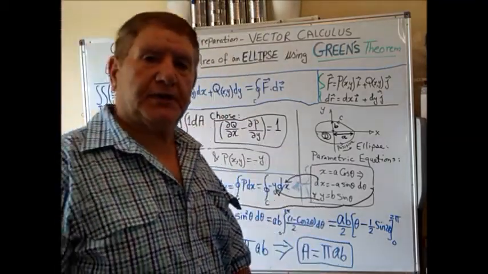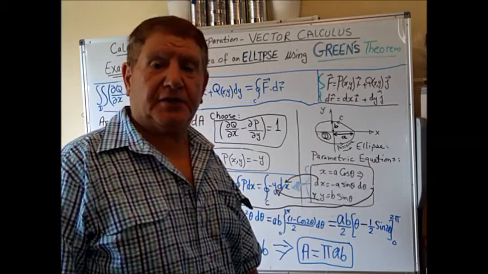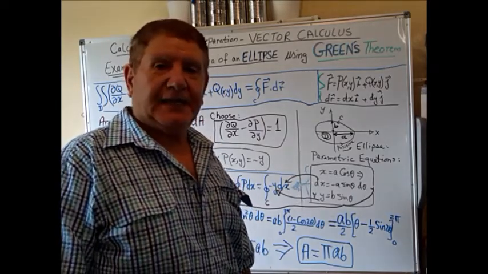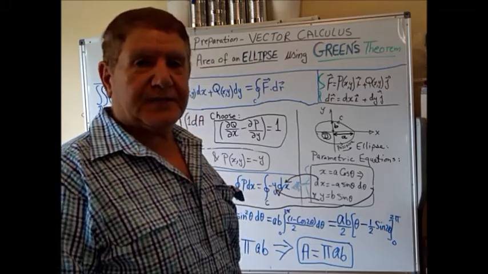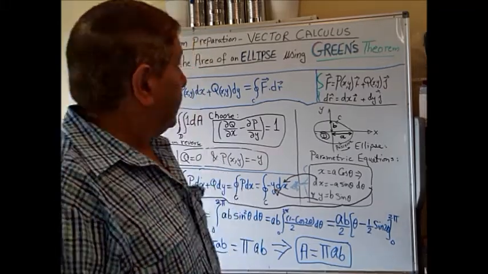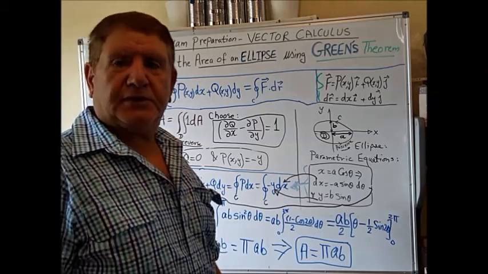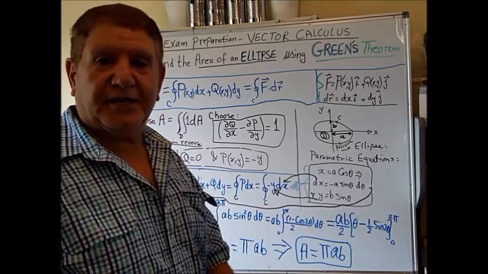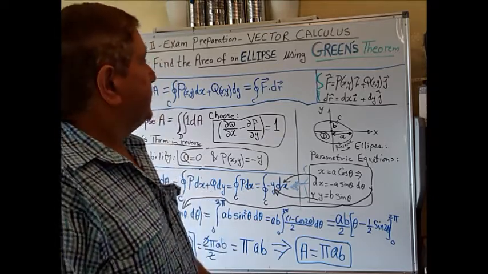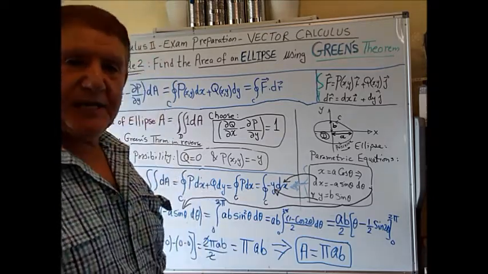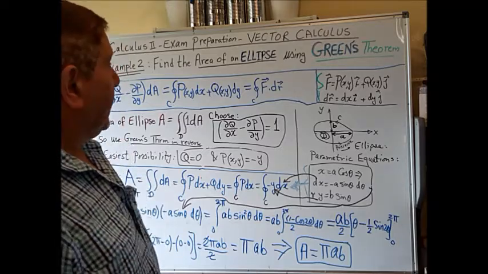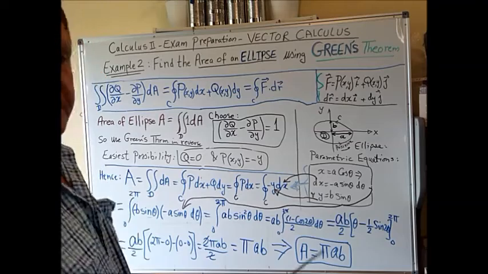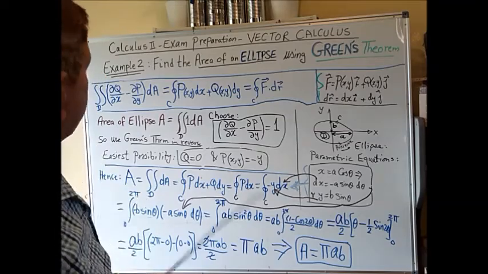Last video we started preparation and revision for the final exam Calculus 2, and we did an example on Green's theorem. Here we continue with another example that uses Green's theorem to find the area of an ellipse. To do that, we have to work in reverse, so we use Green's theorem in reverse.